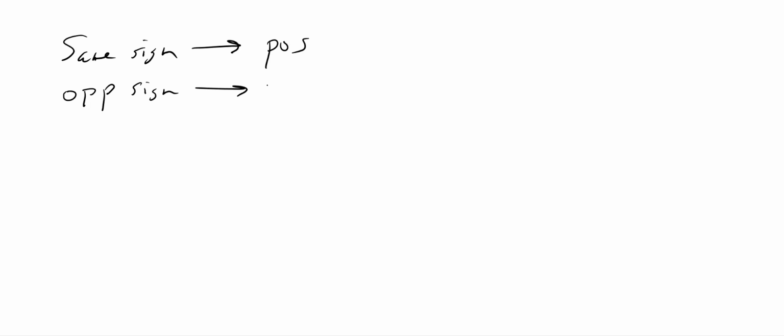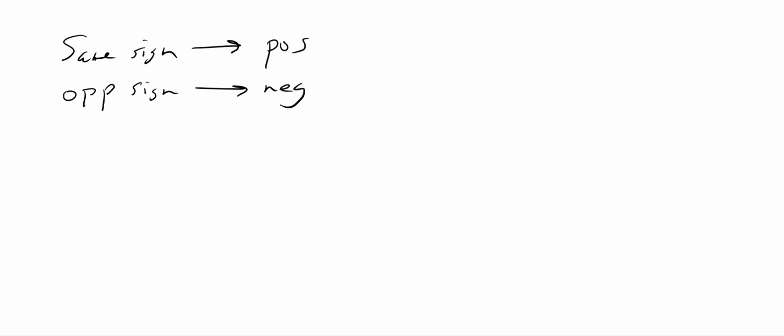Okay, so let's do multiplication and division. Multiplication is pretty easy, and actually they're both pretty easy. If you have the same sign, your answer is going to be positive. And if you have opposite sign, your answer is going to be negative.